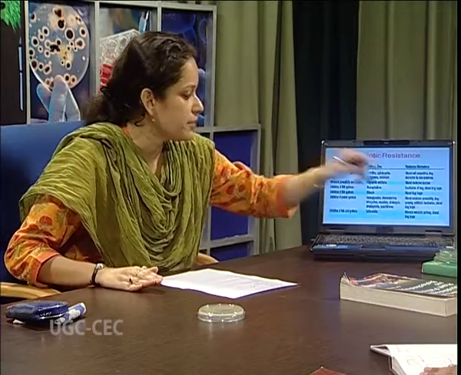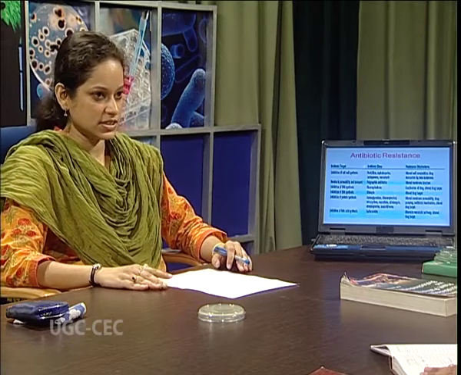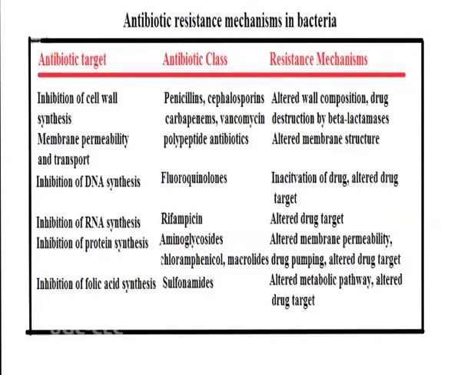There are several mechanisms of antibiotic resistance of bacteria. If the antibiotic is specific in its mode of action, like it inhibits the cell wall synthesis as we have seen with the penicillins, bacteria can avoid the antibiotic by altered cell wall composition or by destruction by beta-lactamases. Beta-lactamases are compounds which destroy the beta-lactam ring found in penicillin or in cell wall attacking antibiotics.